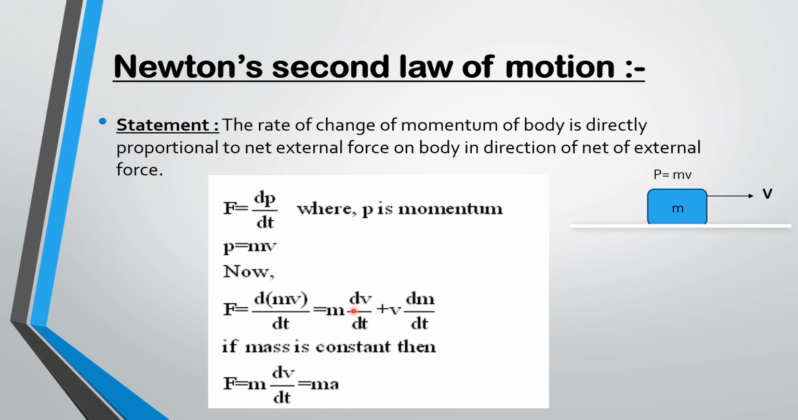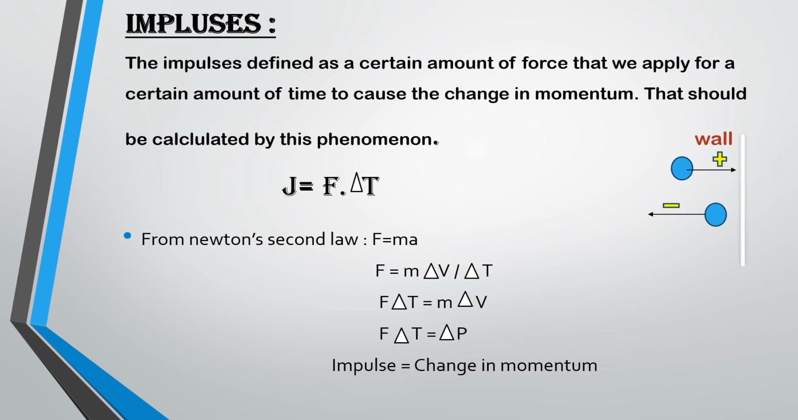So we substitute a here, m times a, and we obtain F equals ma. This is what the second law of motion says: F equals ma. This is the derivation for the force. Next we will move on to impulse, which comes under Newton's second law only.